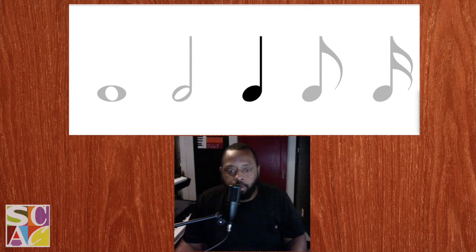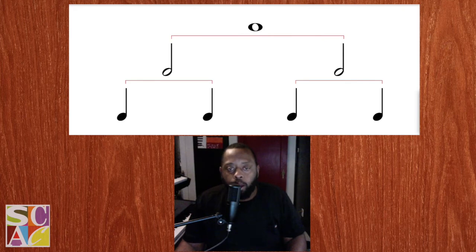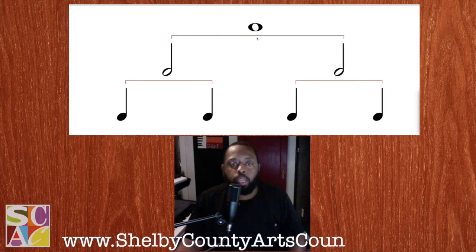Next to it, this is called a quarter note. The quarter note receives 1/4 of the beat. Let's go back now to the equation. As I stated, 1/2 note plus 1/2 note equals a whole note.